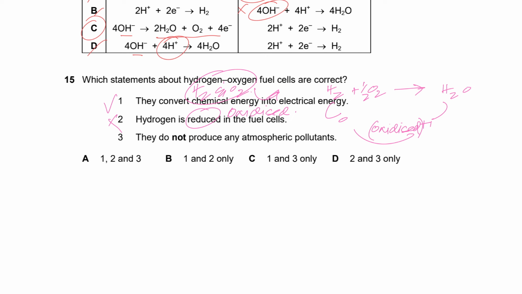It does not produce any atmospheric pollutants. That's true. The only product that it produces is water. That's the only chemical product that you have, and water is not an atmospheric pollutant. Carbon dioxide is, carbon monoxide is, nitrogen oxides are, NOx, SOx, and whatnot, right? So 3 is correct. 1, 3, the correct answer is C.